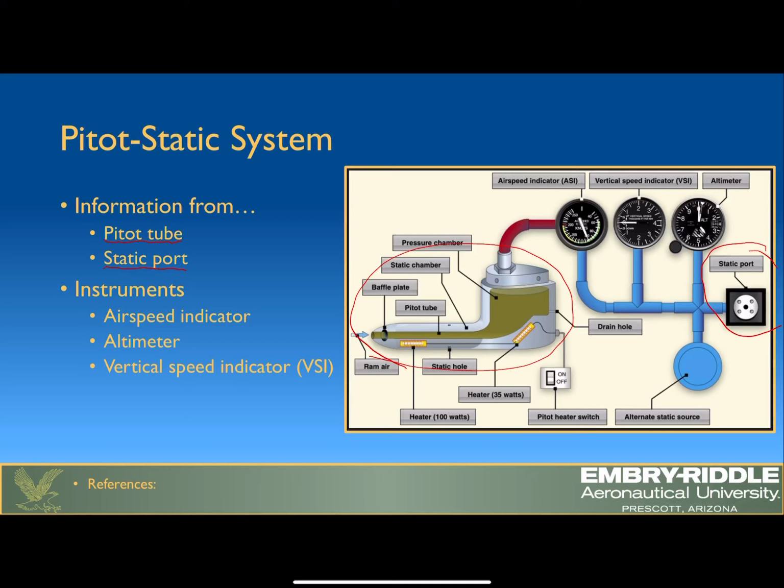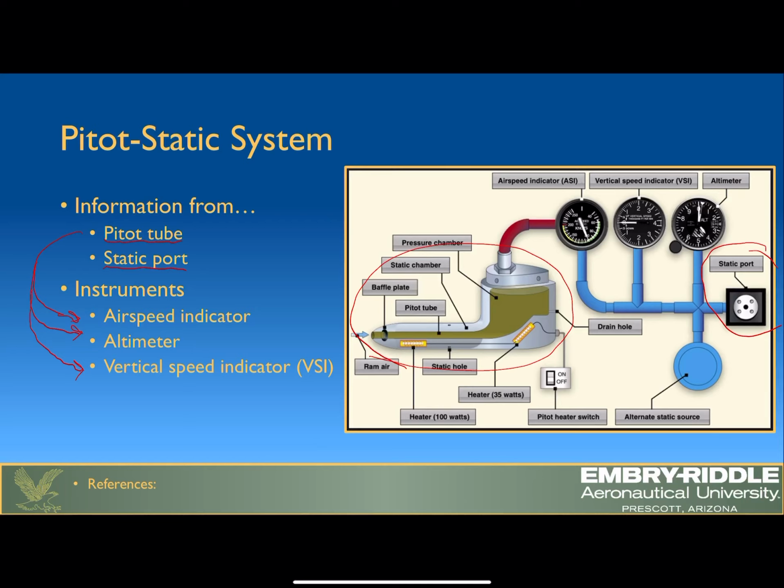Okay, so those two sources on our aircraft both feed into three different instruments. Our airspeed indicator, which tells us our airspeed, our altimeter, as well as our vertical speed indicator. So airspeed tells us how fast we're going, altimeter tells us how high we are, and vertical speed indicator tells us how fast we're going up or down vertically.